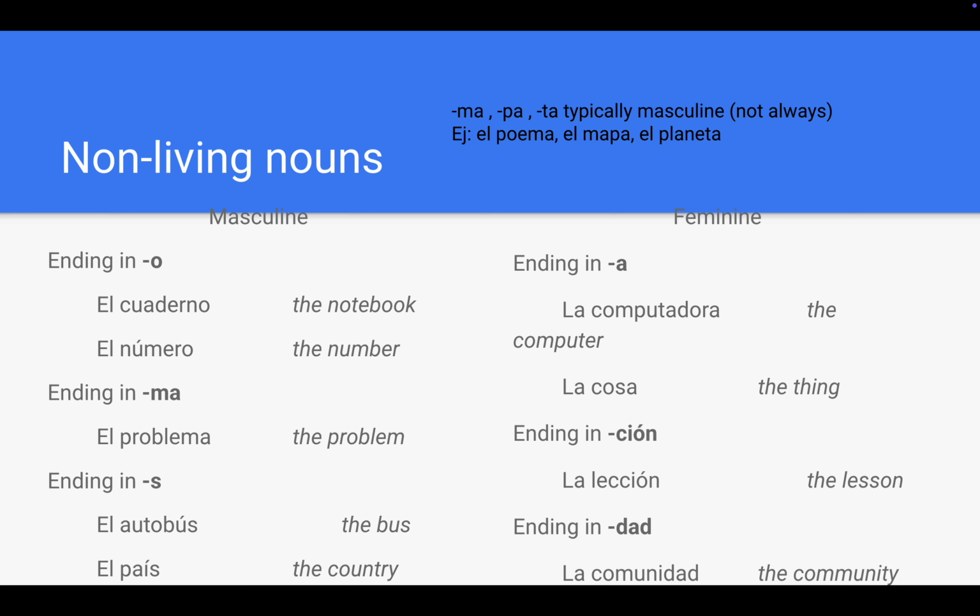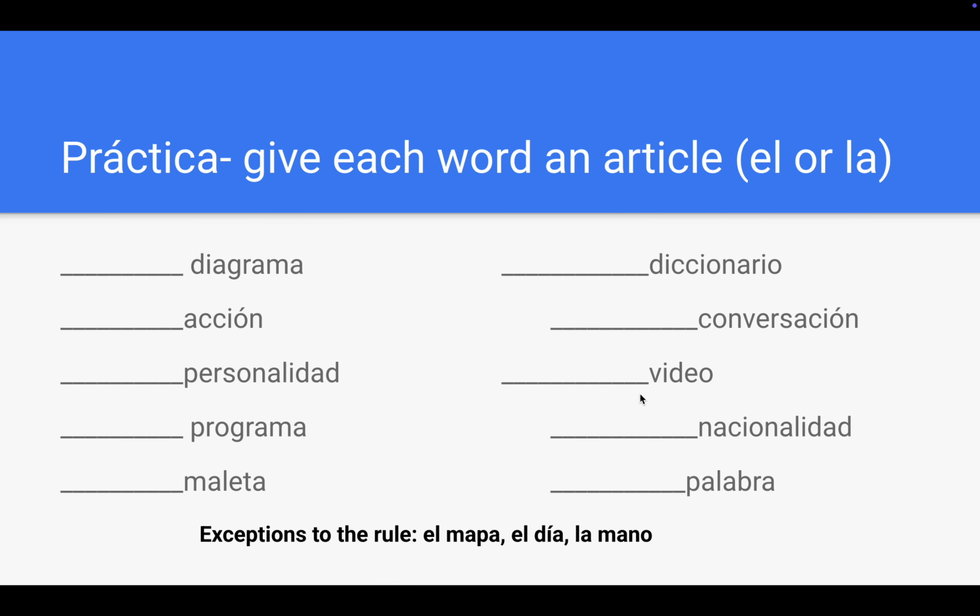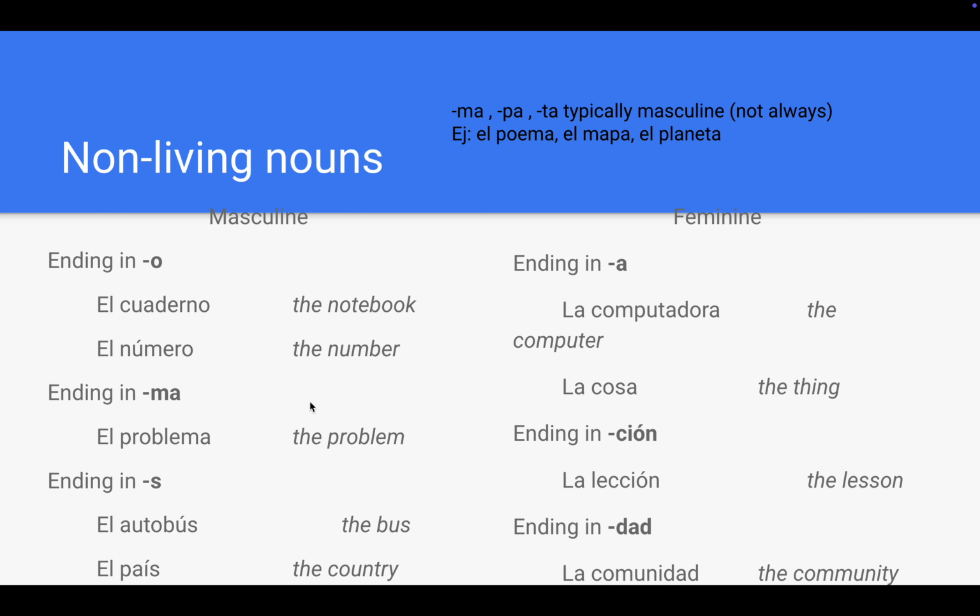So we have to know the gender of our nouns. So cuaderno, número, those are masculine. They end in an O. Computadora ends in an A. Also has that ora ending, just like on our last slide. So it's a feminine noun. Cosa ends in an A. It's feminine. Oops, skipped ahead.